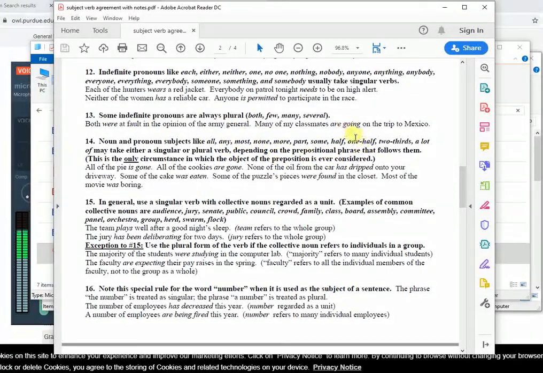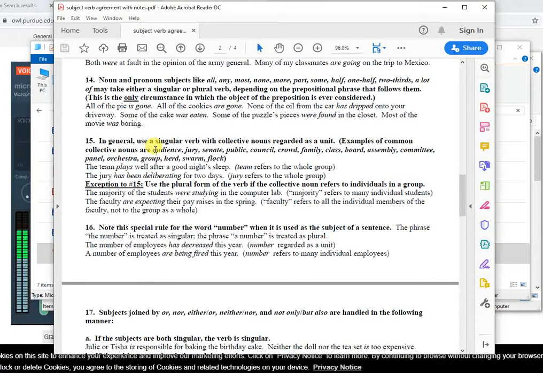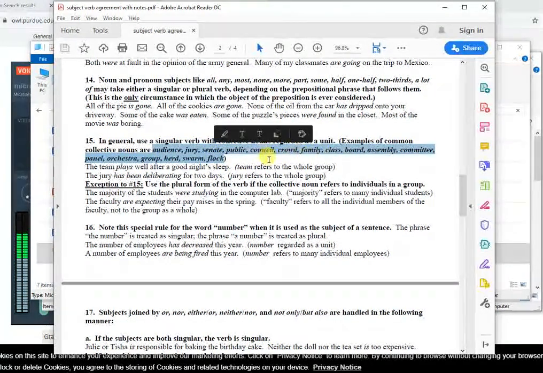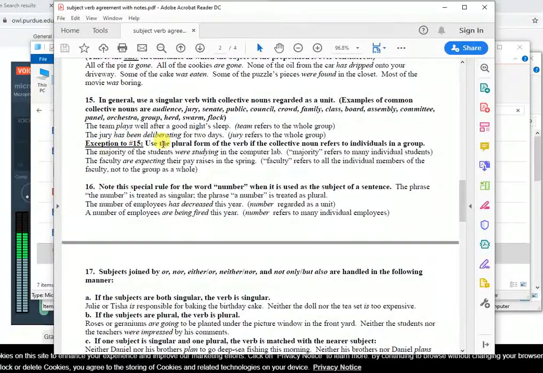Okay, here's the point about fractions. Here are some irregular subjects that are always singular, even though they refer to more than one thing. So the committee was, the orchestra was, the audience was. And then they mention the exception of a collective noun. Hopefully we won't see any of those.